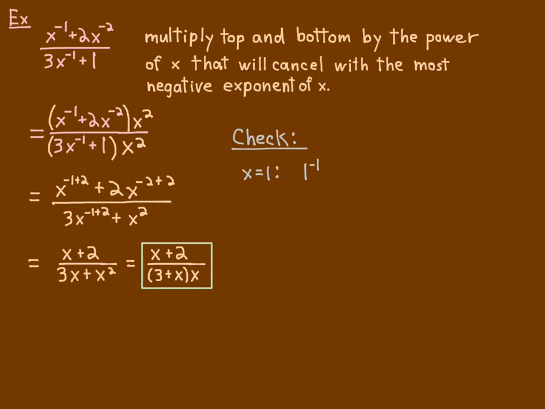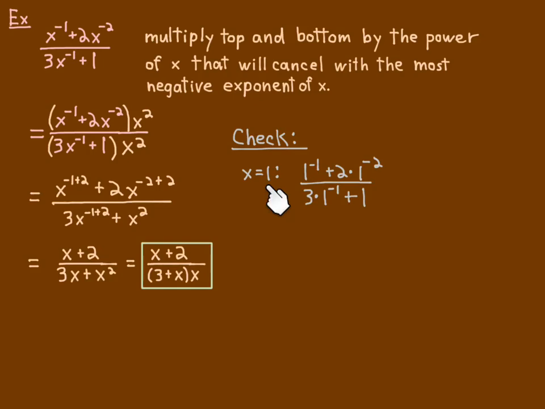Now we want to check. So I'm just going to spot check it with different numbers. But again, I don't want to use anything that has a 0 in the denominator. In this case, I can't use negative 3. Oops, can't use negative 3. I can't use 0, and the only problem is also 0. So I can't use negative 3 or 0.